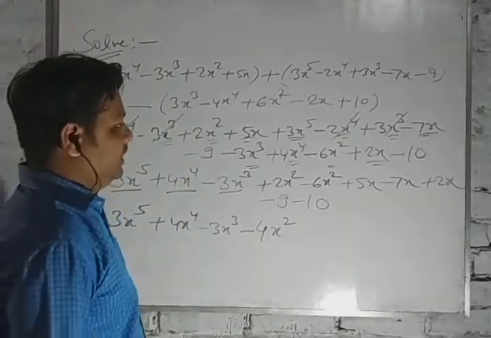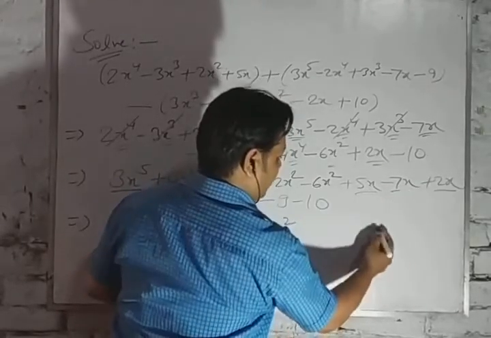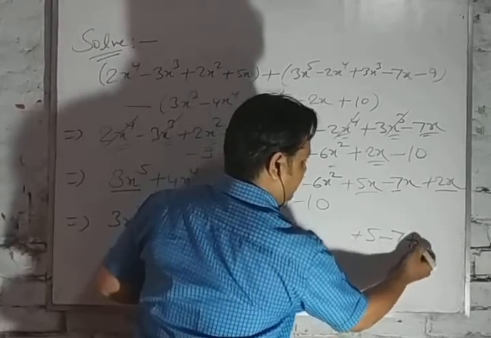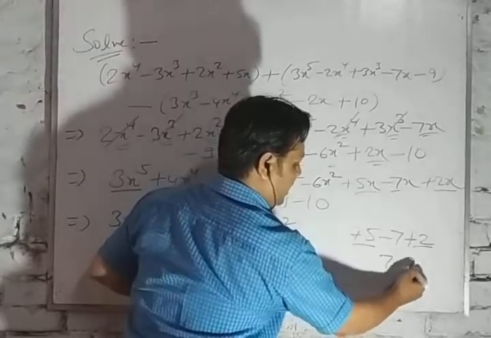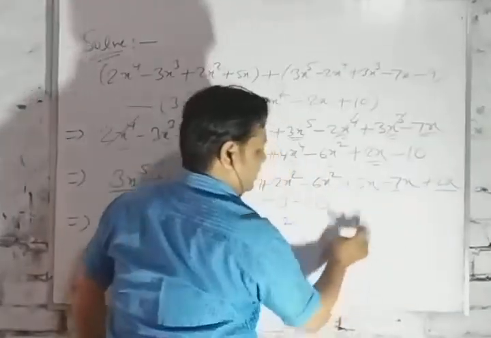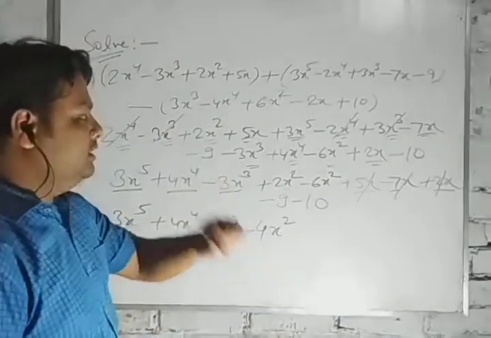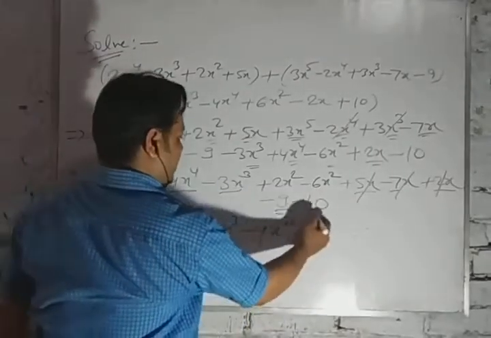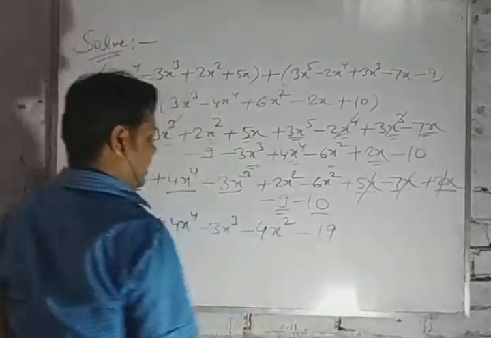Okay. Now here you can see plus 5x minus 7x plus 2x. That is 5 plus 5 minus 7 and plus 2. Now 5 plus 2 is 7, minus 7 is 0. If the value is 0, we can cancel out all the three terms. Now x square done, x done. Now the numbers: only minus 9 minus 10, which is equal to minus 19.